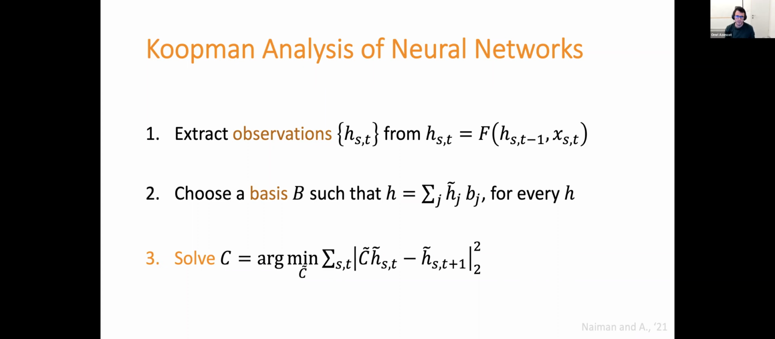To find C, we simply compute a least squares between the coefficients in the basis. You can see the tildes in the H's, and I'm trying to find the best C that minimizes this error. This is essentially just a linear solve, so this is very easy to compute.